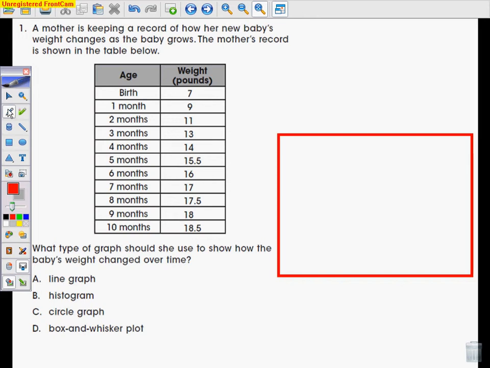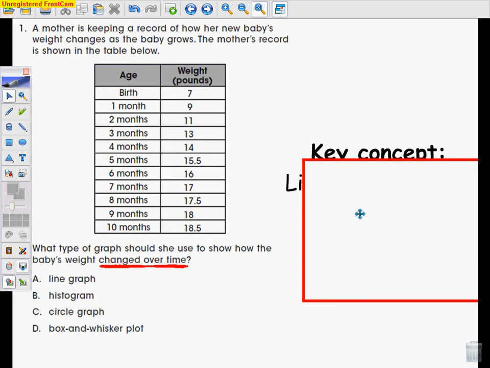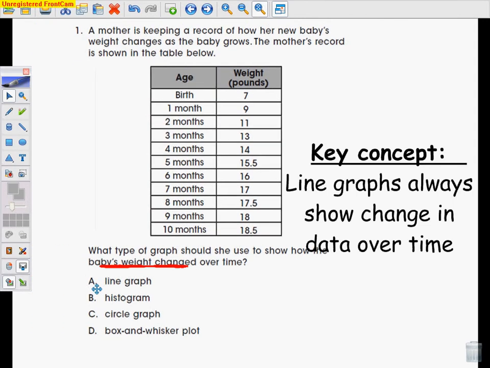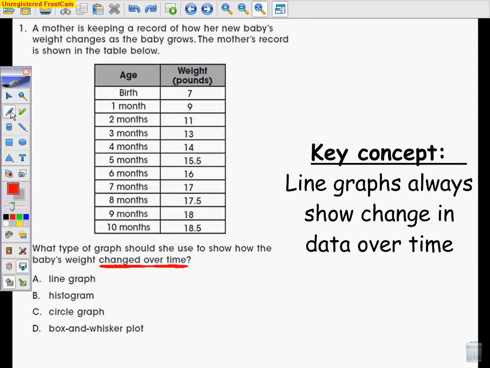Alright, first thing that I would recognize in this problem is the phrase changed over time. Anytime you see that phrase changed over time, you're most likely going to be dealing with a line graph. Line graphs always show change in data over time. So automatically, you can look at this problem and say, oh, I know it has to be a line graph, simply because it's asking me to show change in data over time.